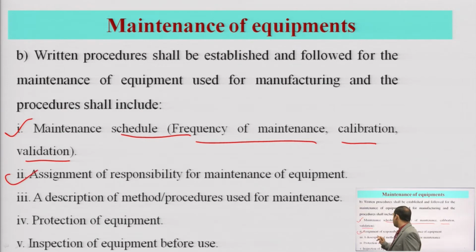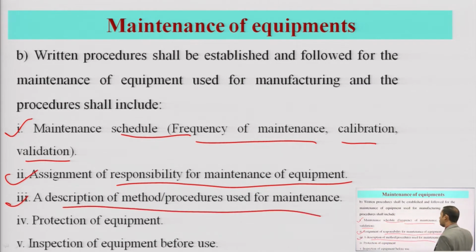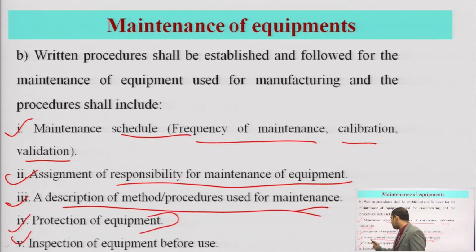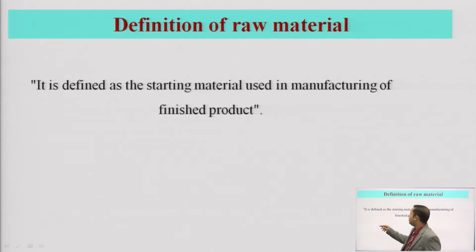Also, assignment of responsibility for maintenance of equipment, then a description of the methods used for the maintenance, protection of equipment and inspection of the equipment before use. Then I can also tell you that all the records related to equipment maintenance shall be kept for further use.